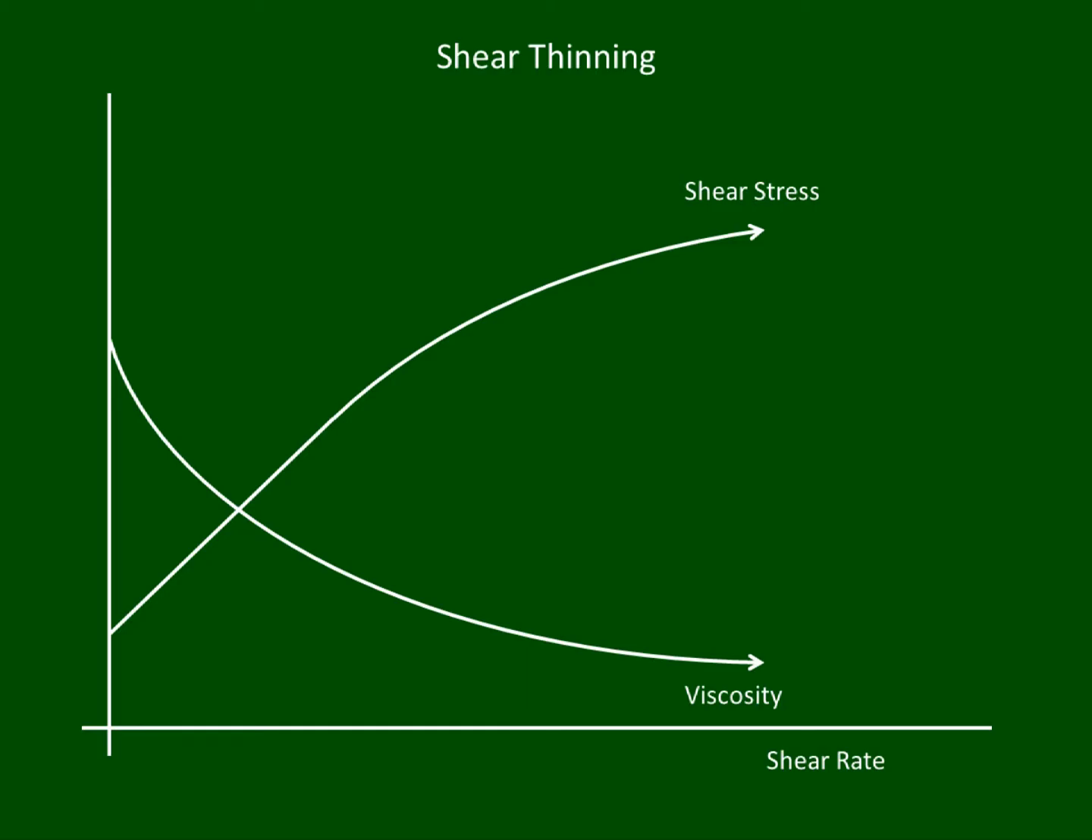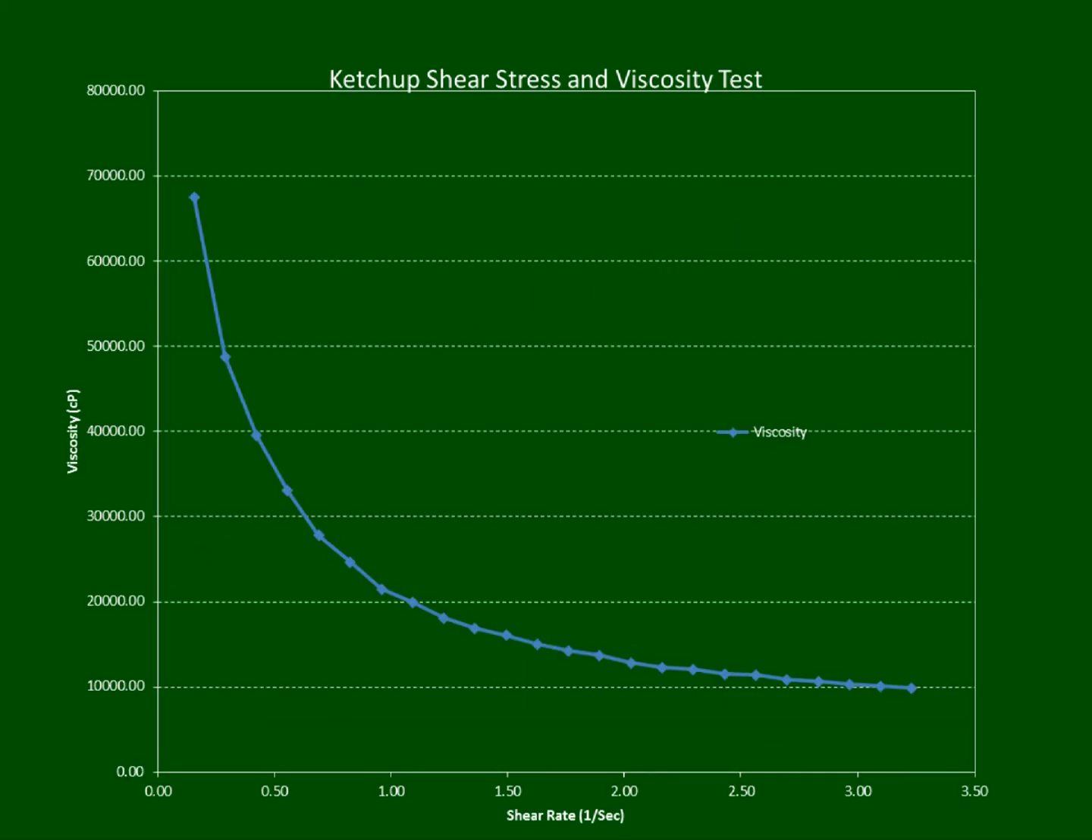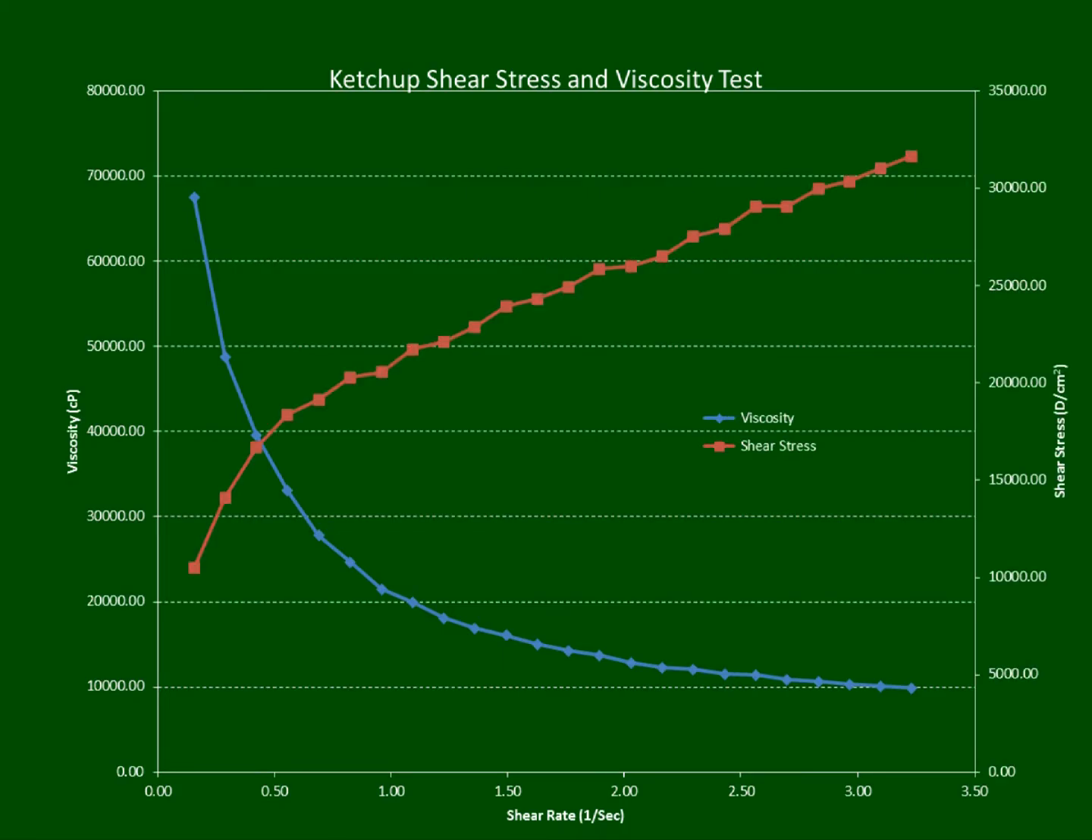Looking at the viscosity as a function of shear rate for our ketchup, we can see that it decays as we'd expect for such a material. Looking at the shear stress, we see that it increases, but it increases non-linearly with increased shear rate. This exhibits the shear thinning properties that we expect out of the ketchup, which is a good thing, otherwise we would never be able to get it out of that bottle.